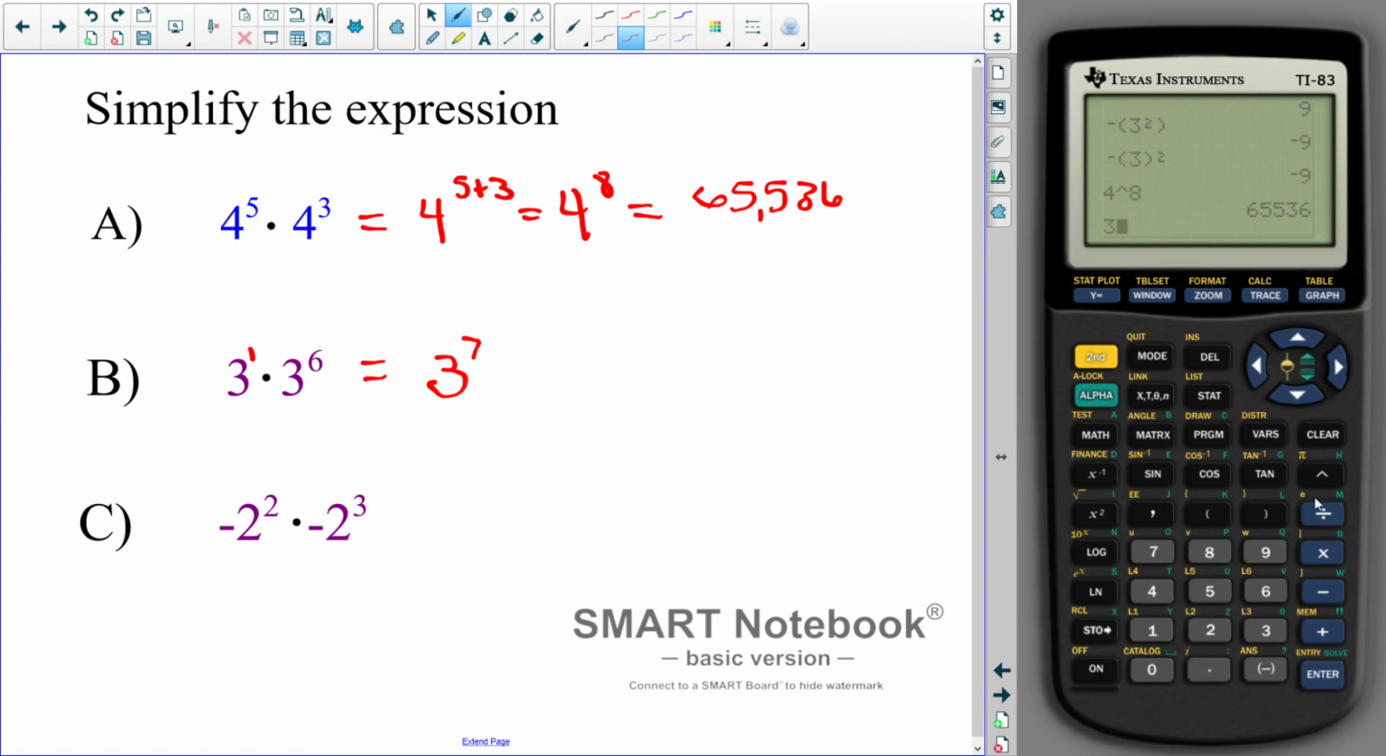And so my calculator, I'm going to calculate that out. 3 to the 7th is 2,187.